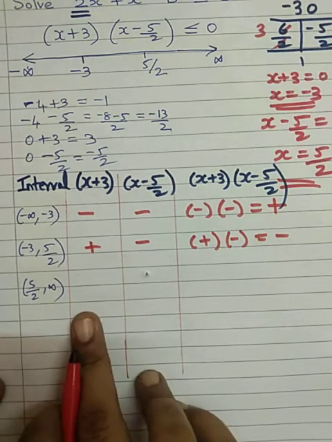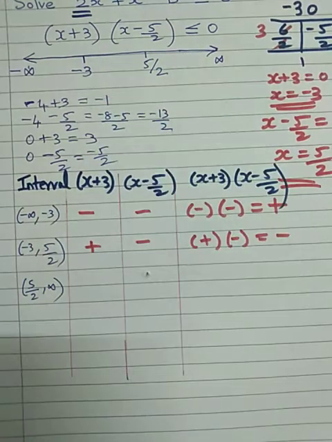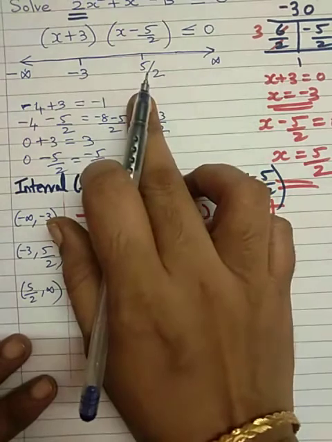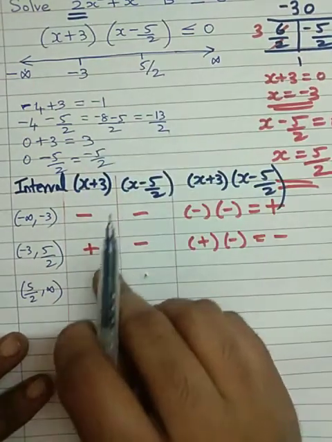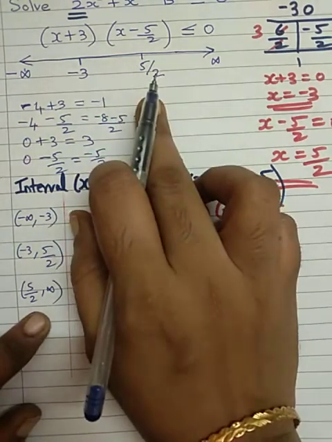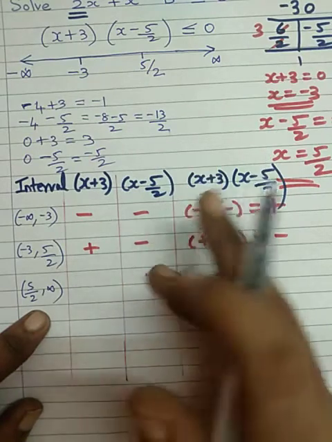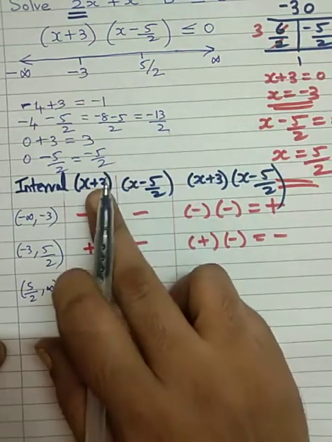Now coming to the last row, 5 by 2 to infinity. Actually 5 by 2 means 2.5. So I have to select a number greater than 2.5. So let me select 3, because 5 by 2 means 2.5. It is your choice. You can select 3, 4, 5, anything. So I am selecting 3.